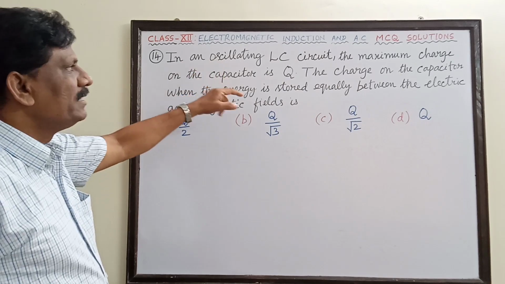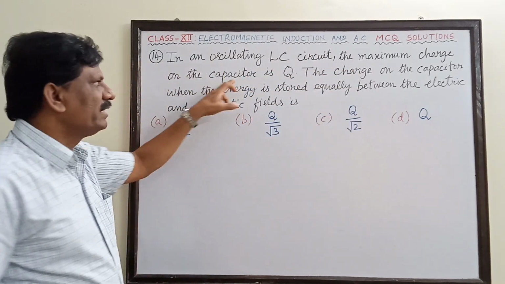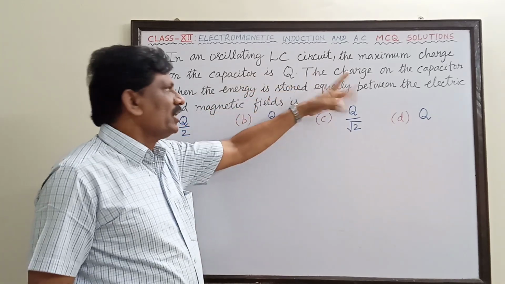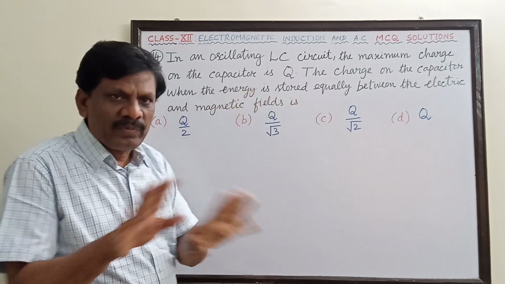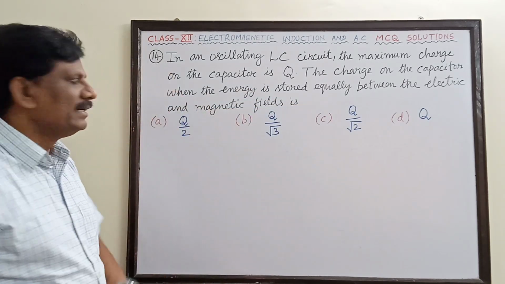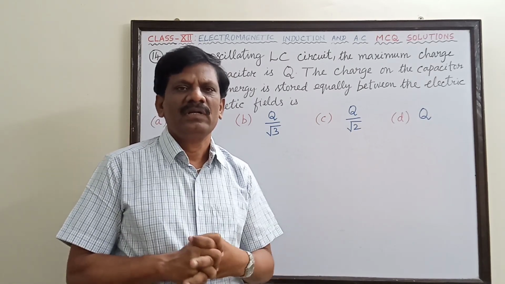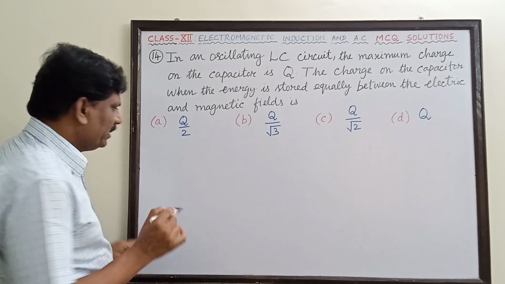In an oscillating LC circuit, the maximum charge on the capacitor is capital Q. The charge on the capacitor, when the energy is stored equally between the electric and the magnetic fields, has to be determined. Now, we have studied this in the theory.